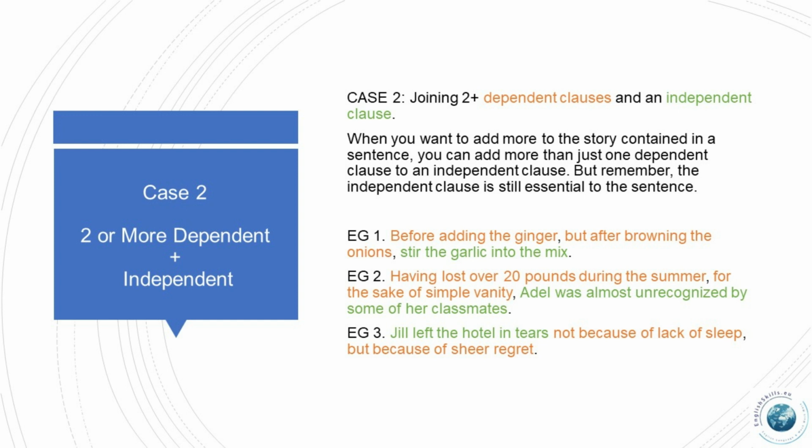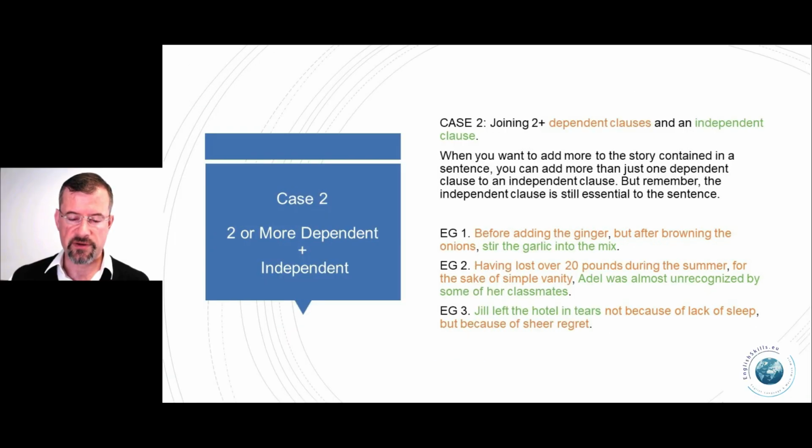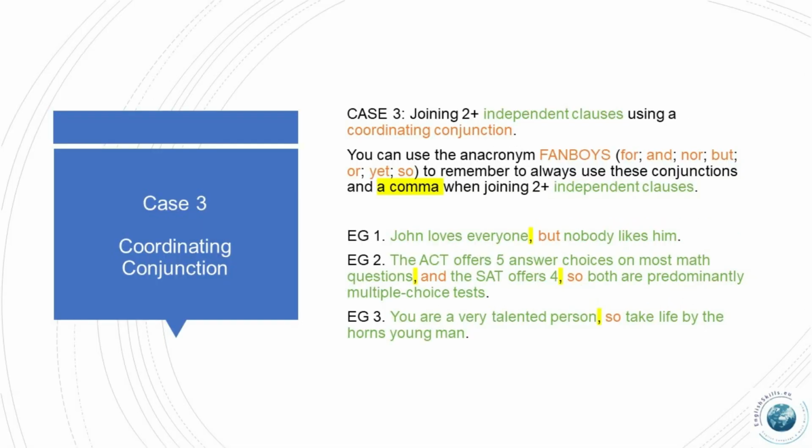Example 3. Jill left the hotel in tears. Now this time we're starting with an independent clause here. So because it's independent, we don't use a comma before we then put in the first dependent. Not because of a lack of sleep, but because of sheer regret. Pause if you need to check the vocabulary. Notice also the paired phrase, not because, but because. Why don't you steal that idea and put it into your own essay? But when you do, make sure that you know you're going to need to have the independent clause to glue everything together, to have something that everything can hold on to and make sense in the sentence.